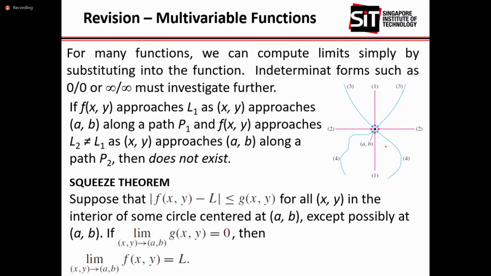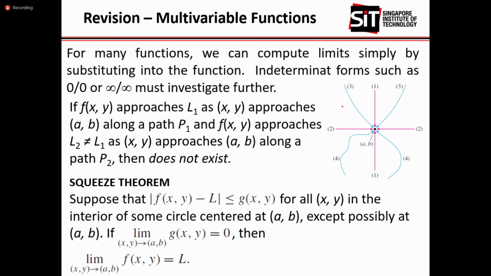So if we determine that the limit as we approach the point (a, b) from two different paths converges to different values, so let's say L1 and L2, and these two values are different, then the limit does not exist. However, if we try out a number of paths and they all converge to that value L, then we may begin to suspect that the limit does indeed exist and is indeed L.